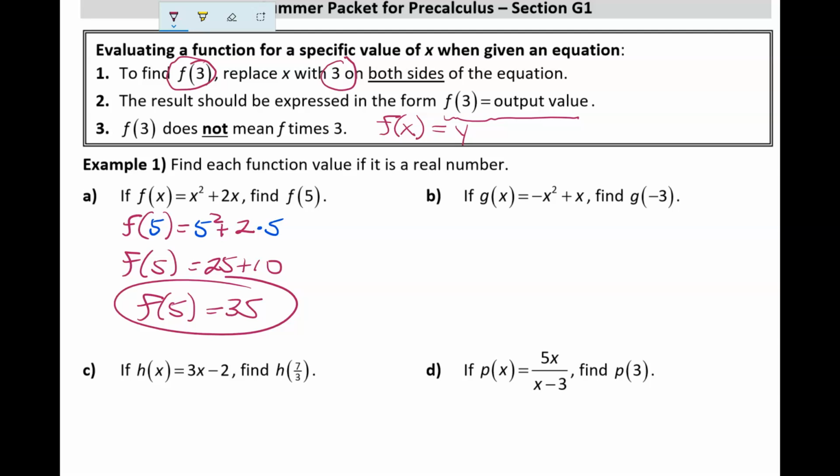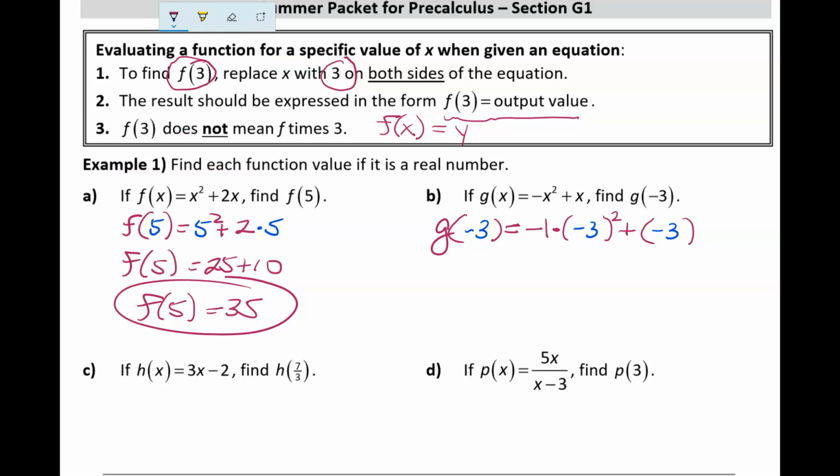In B, we have g of x equals negative x squared plus x. We're going to find g of negative 3. So first thing we're going to do is recognize that negative x squared means negative 1 times x squared. So whatever x is going to be squared, and then plus that x value. All right, now let's replace the x's with negative 3.